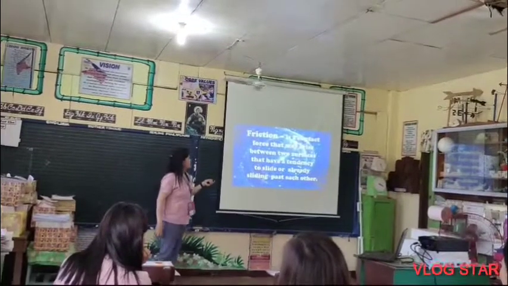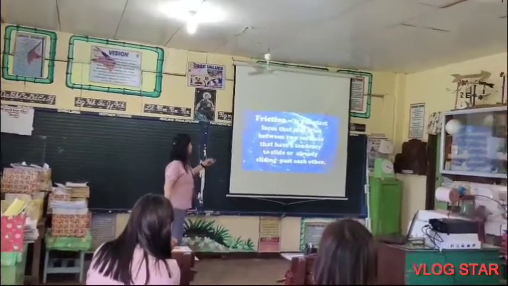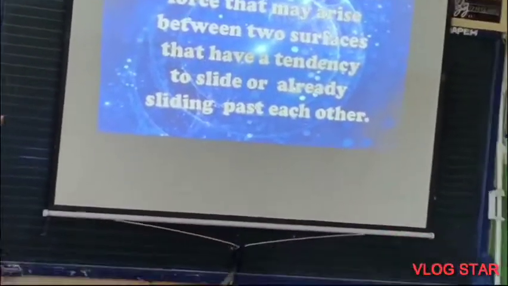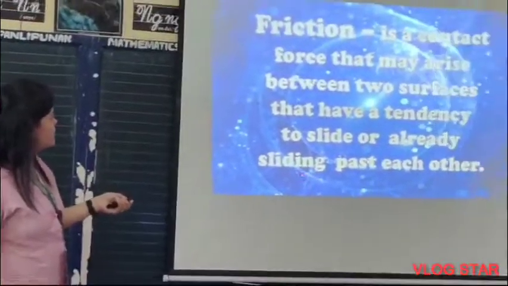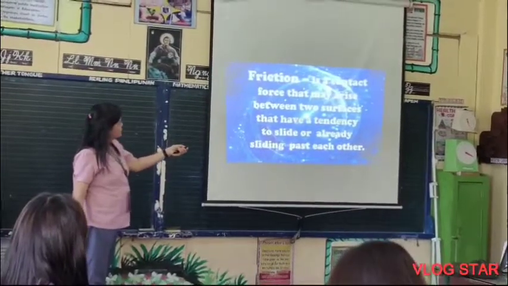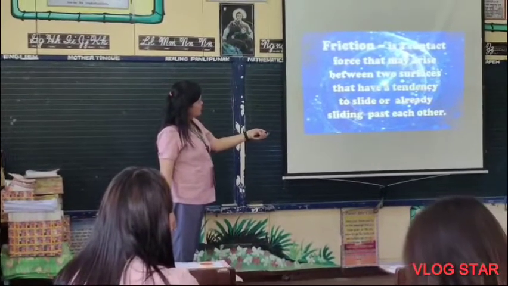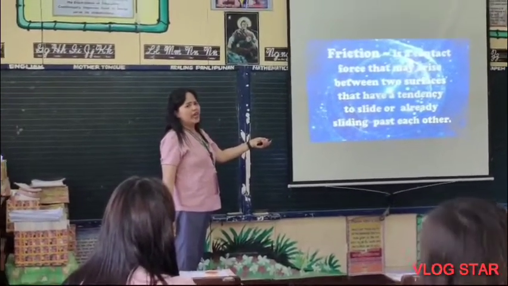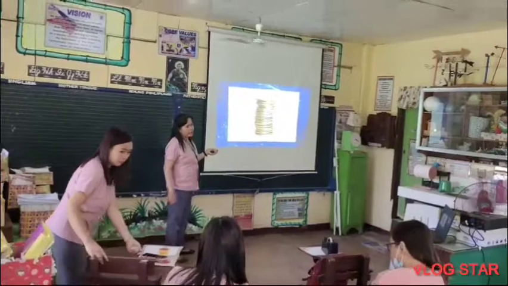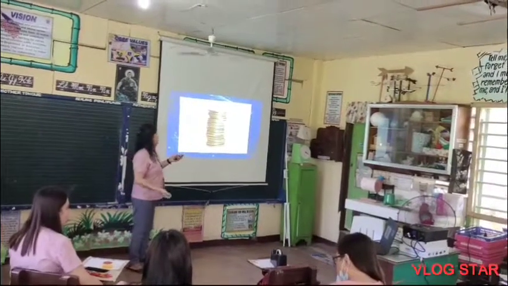Now, friction is a contact force that may arise between two surfaces that have a tendency to slide or already sliding past each other. Everybody read. Friction is a contact force that may arise between two surfaces that have a tendency to slide or already sliding past each other. Okay, what again? So the staff stays upright. If there is no friction, do you think the points would pile on top of each other? No. Okay, next picture.